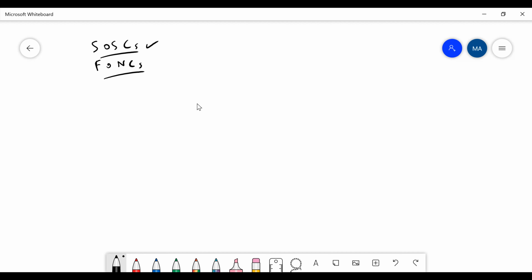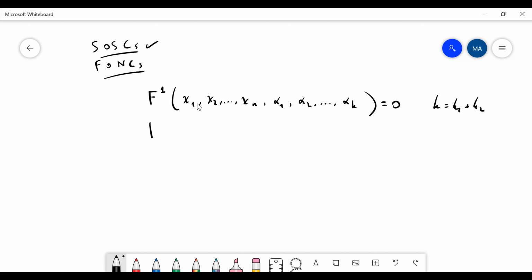you check second order sufficiency conditions, and imagine that globally your function is concave, your constraints are concave, so theorem 2 applies. Then you find your first order necessary conditions, and imagine that they are expressed in this way. So you have one condition that associates x1, x2, ... xn with alpha 1, alpha 2, ... alpha k. Here k is k1 plus k2, and this equals 0. Then you have another condition, again, x alpha equals 0. Then you have another one, and that goes on.